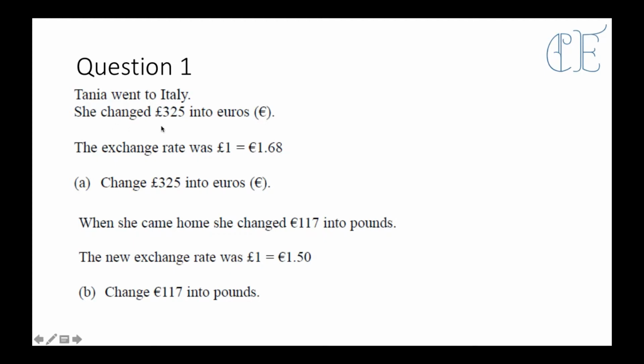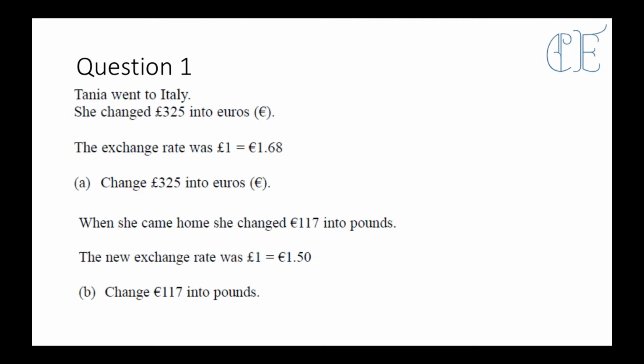Tanya went to Italy and she changed £325 into euros. The exchange rate was £1 equals €1.68. Change £325 into euros. Now feel free to pause the video and have a go before I put up the answers. So go ahead and do that now if you want to, and press play for me to go through the answers.